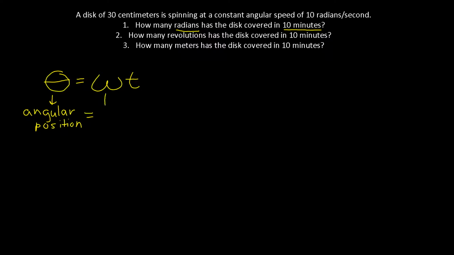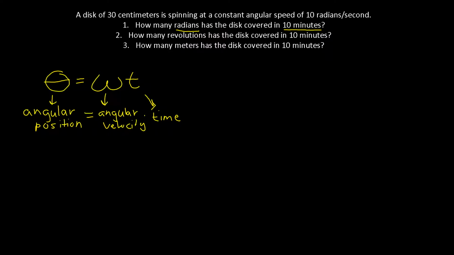per second. The first part of the question wants to know how many radians the disk has covered in 10 minutes. So for this, we're going to use the formula theta equals omega t, where theta represents the angular position, omega represents the angular velocity, and t represents the time.